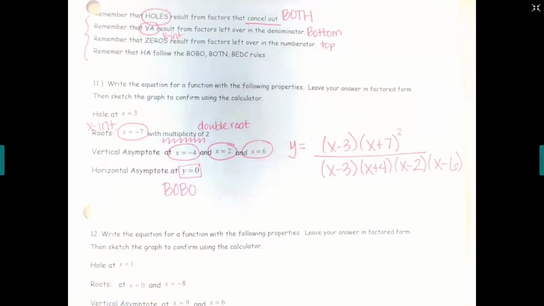So let's count how many on top. 1, 2, and then technically 3, because it was a double, right? So that's X cubed. How many on bottom? 4. Is it bigger on bottom? Then you did it, you're done. That's your answer.